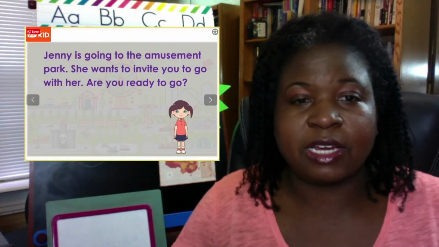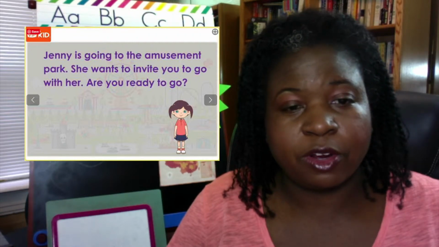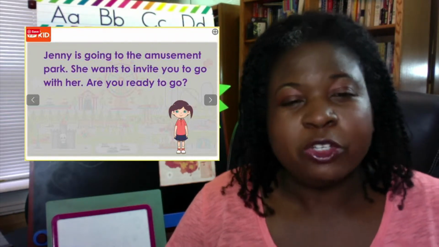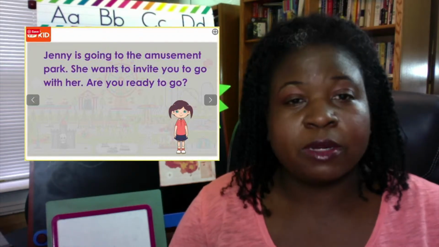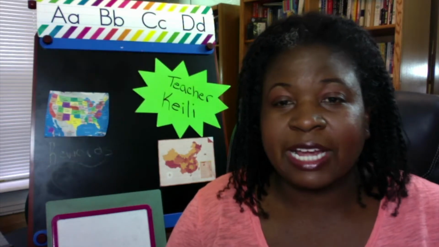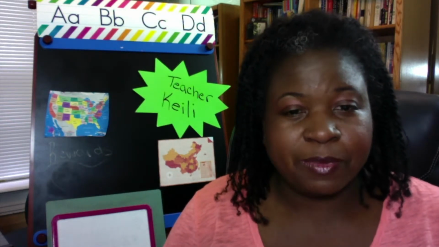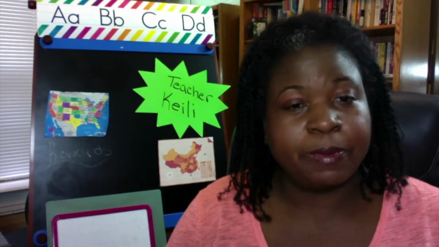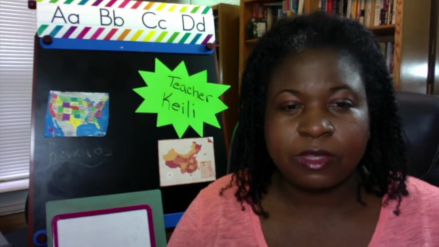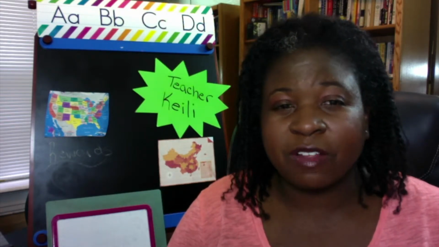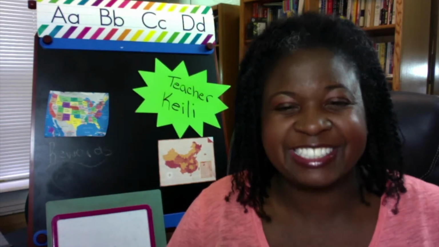This is the next slide. Jenny is going to the amusement park. She wants to invite you to go with her. Are you ready to go? Usually, this slide is something like this. Jenny's going somewhere. Some student is collecting something or trying to find something out. So this is the game. And there's a question for the VIPKID student. Are you ready to go? Can you help? Something like that. Level 2s may not really understand all of this, but they'll be excited because they hear the word help or ready, and they'll say yes.